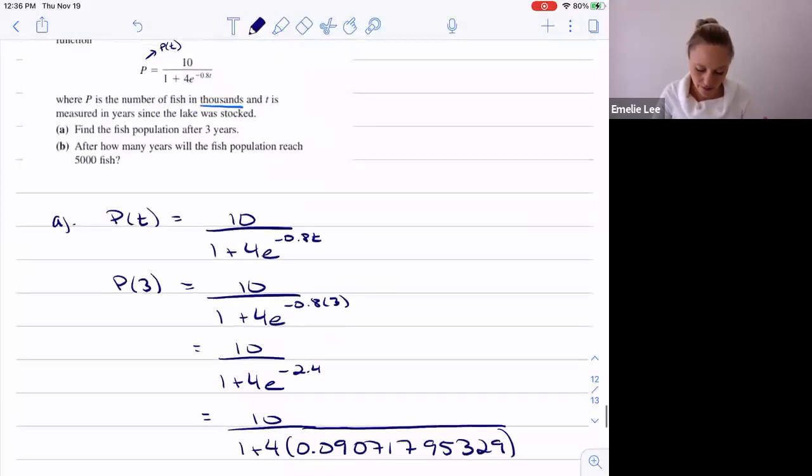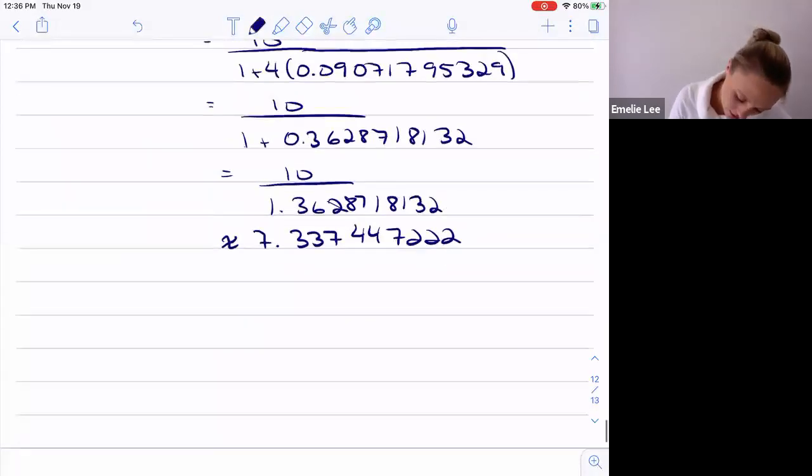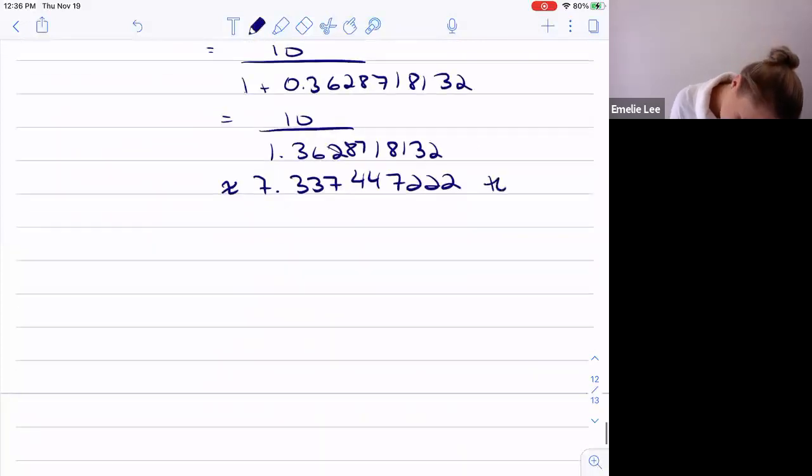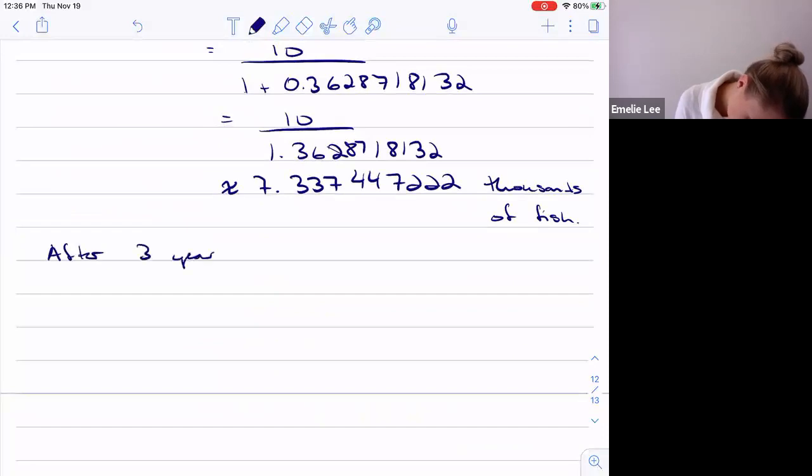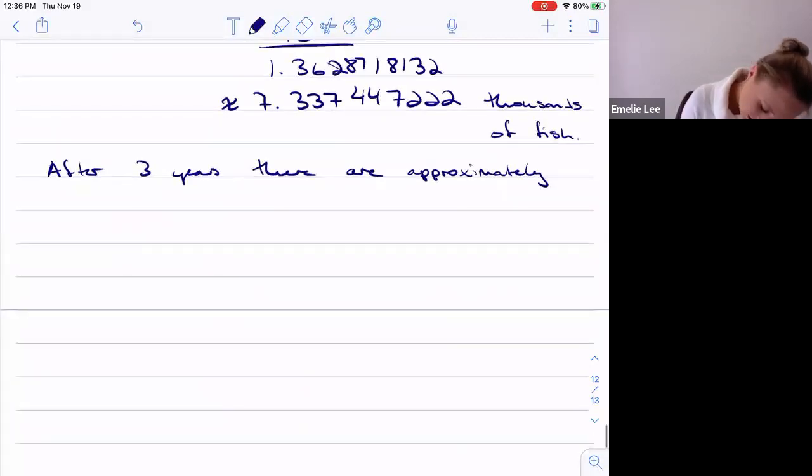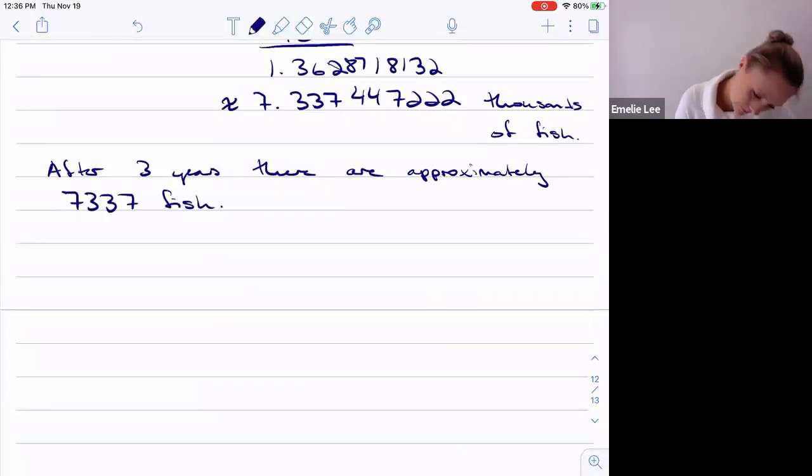And so thousands of fish after 3 years. So after 3 years, there are approximately 7,337 fish.